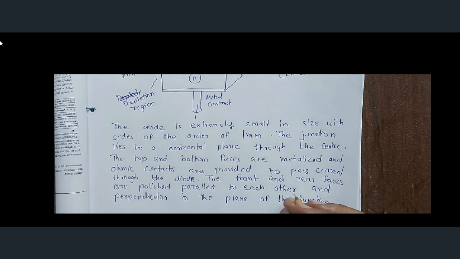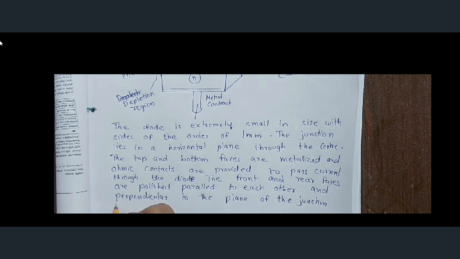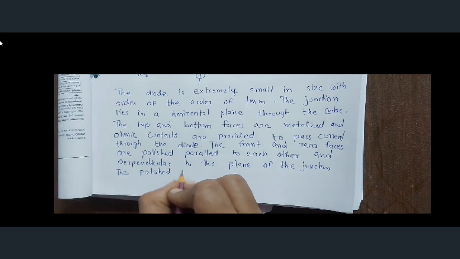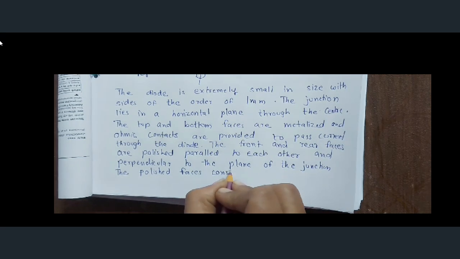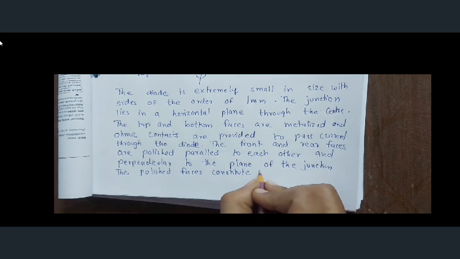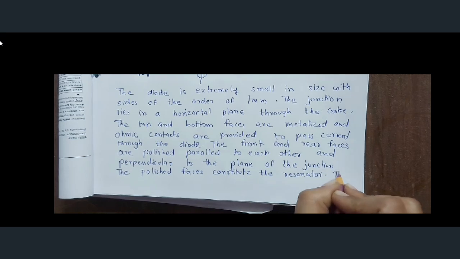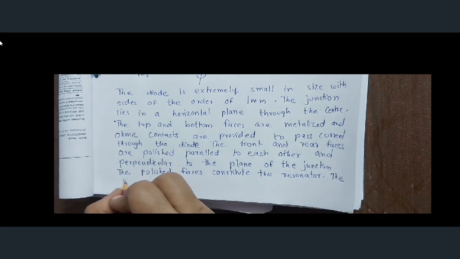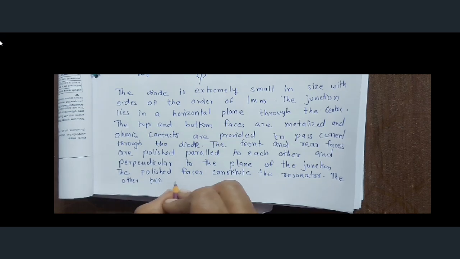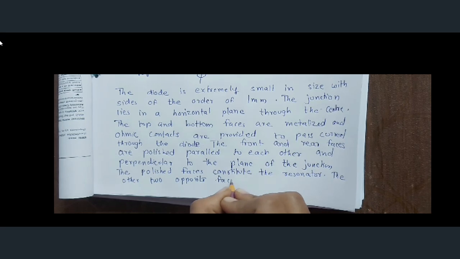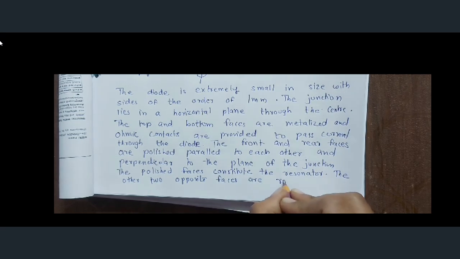The polished faces constitute the resonator. The other two opposite faces are roughened.